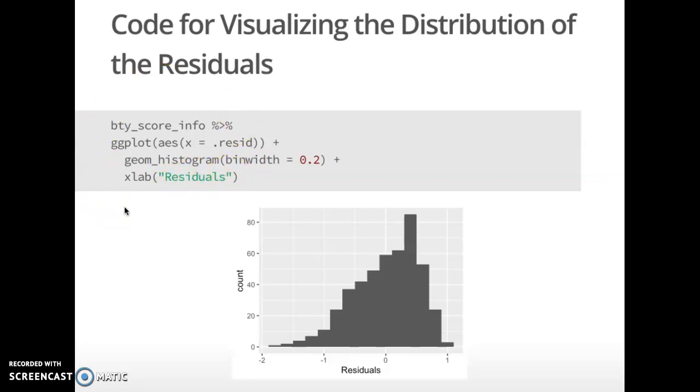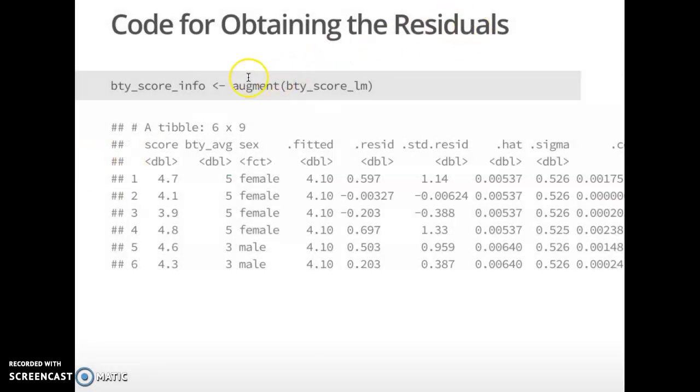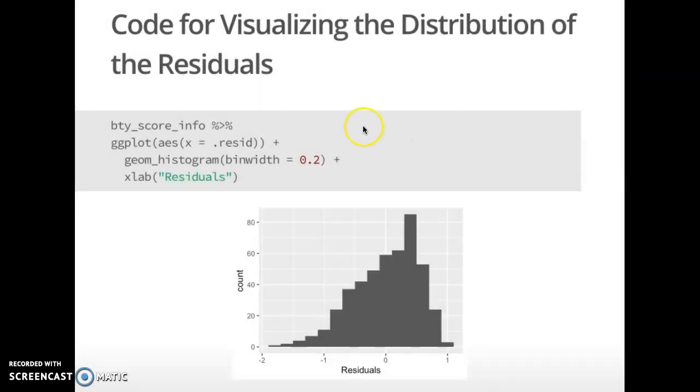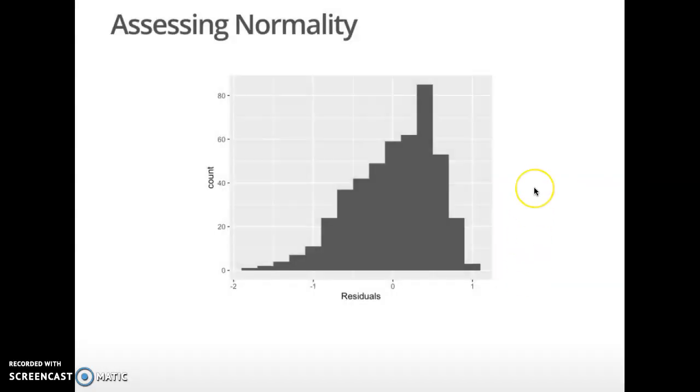So this is our two-step process. First, we have to get the augmented information, so we need to use this augment function to get the information, specifically to get these residuals. The next piece is to use that new augmented data set, to use the residuals and plot the distribution of them. So then let's talk about, well, what do we think about this?